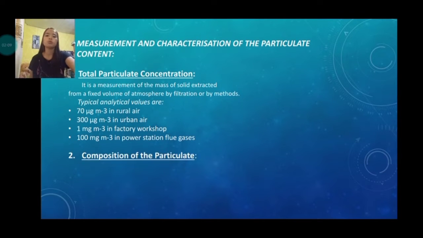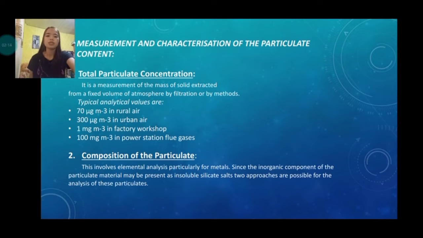For number 2, we have composition of the particulate. This involves elemental analysis, particularly for metals, since the inorganic component of the particulate material may be present as insoluble silicate salts. Two approaches are possible for the analysis of these particulates. This is where elemental analysis comes in. Extreme conditions can be utilized to dissolve the sample, which is then determined using the procedures described in chapter 2.4.